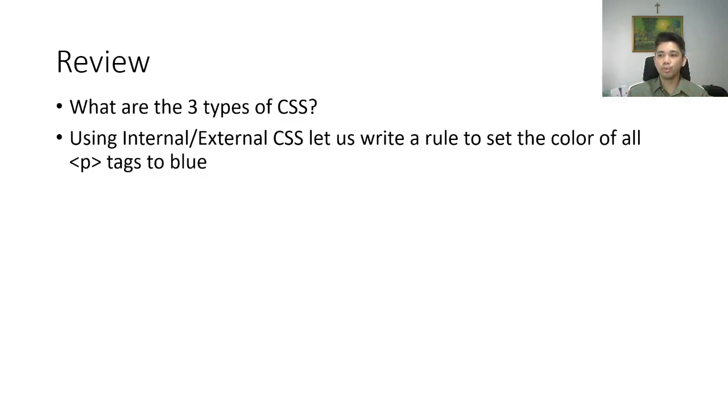So to set all paragraph tags to blue, you have to write the selector p. You may ask why p? Because we are using the paragraph tag. This is the tag, so the selector will be the p. Now inside, the property is color and then the value is blue.